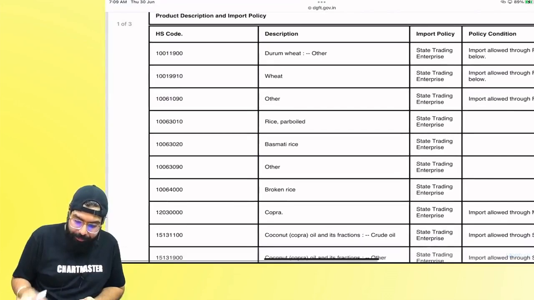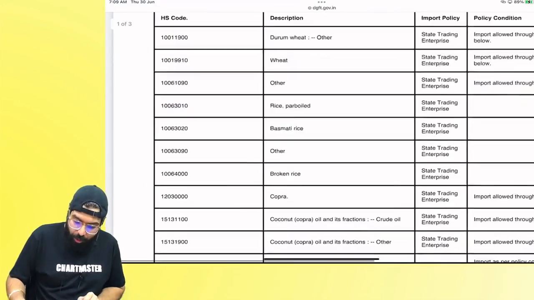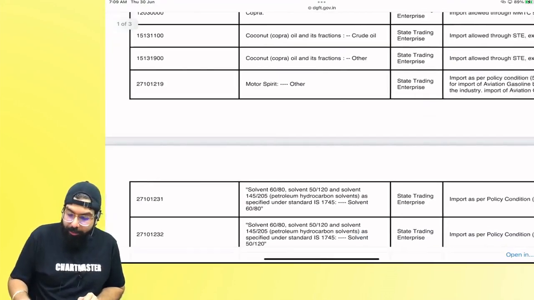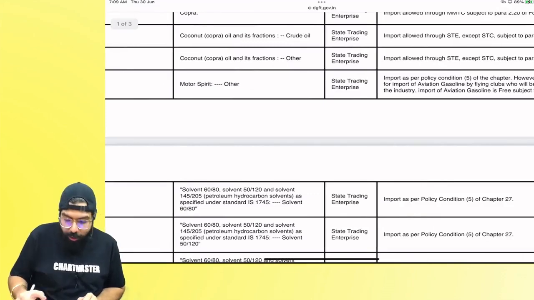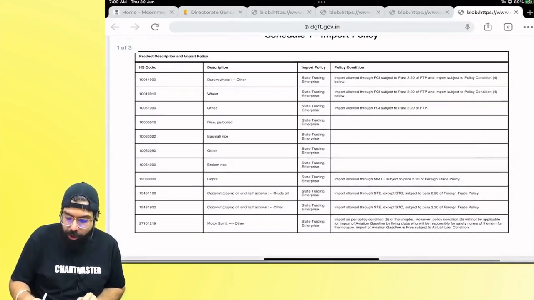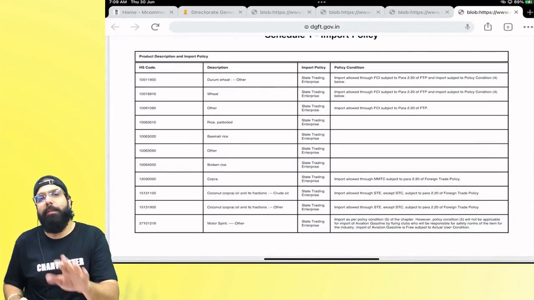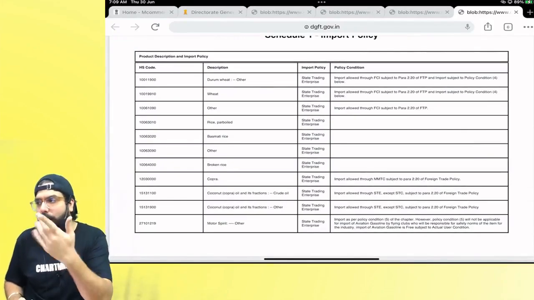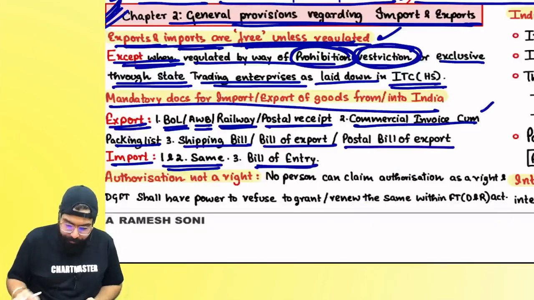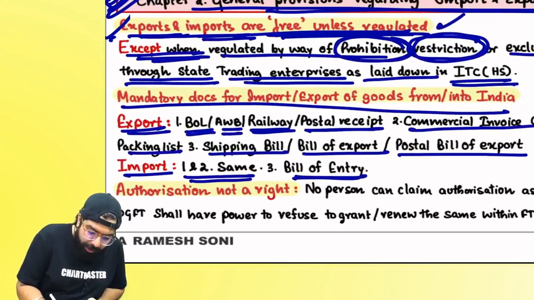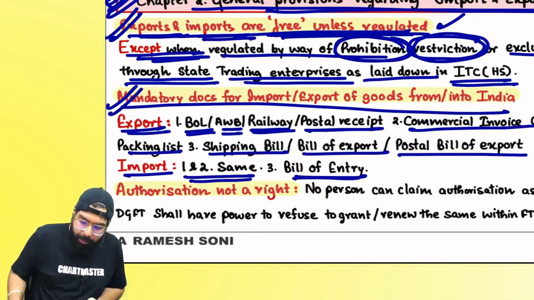You, these are the items. Can you see? Rice, basmati, copra, broken rice, motor spirit, all this, petrol, etc. You can't get it. It has to be imported only through state trading enterprises, which are basically organizations. I'll be talking about it. Can I go ahead, everyone? So, sir, first of all, did you understand? The second one over here is mandatory document.